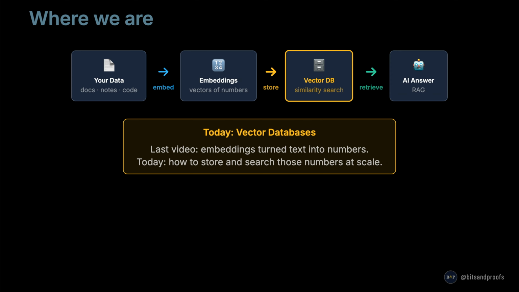Last video, we covered embeddings. We learned how text becomes a list of numbers. Today, we focus on the next step, vector databases. This is the piece that makes fast search possible.